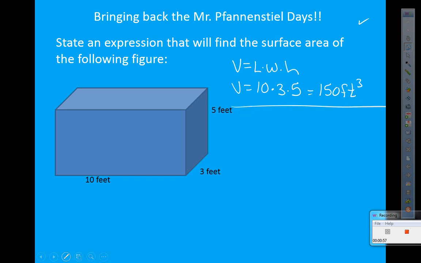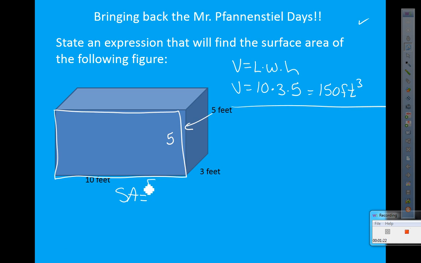Now, let's think about the surface area for just a second. The way I'd like for you to think about these is as just the sums of the areas. I'm going to find the surface area of this. Look at this front panel. It has a length of 10 and a height of 5. So for the front panel, I've got an area of 10 times 5. Now guys, there's also one in the back, so I'm going to double that. That takes care of the surface area of the front and the back.